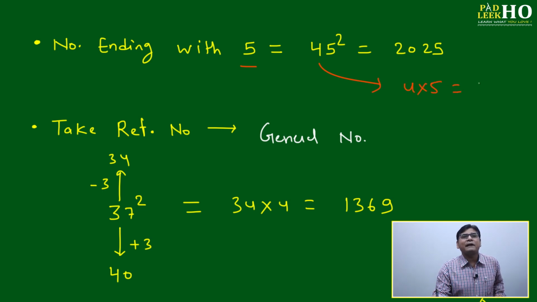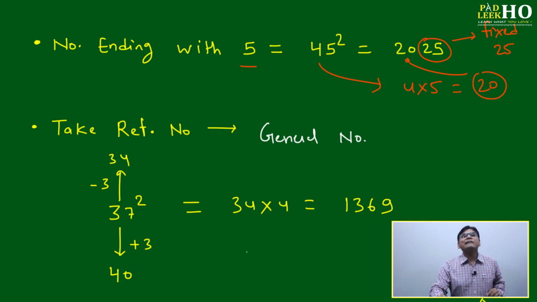What is the next number? 5, 20. This 20 will come here, and the last 2 digits are fixed. The last 2 digits are fixed, it is 25. If any number ends with 5, then the last 2 digits will be 25. Is it correct?